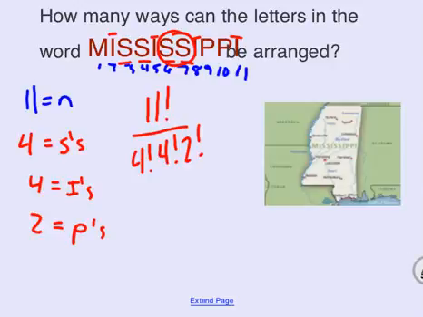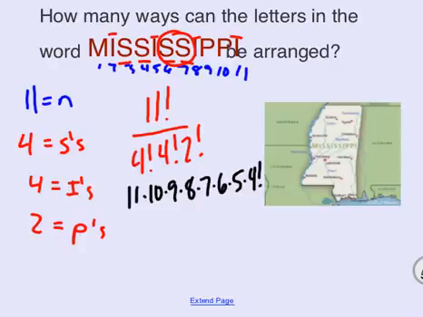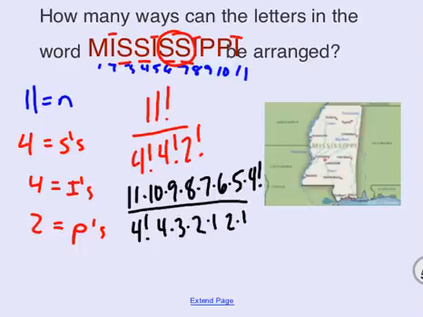People forget to look at these two letters and say, hey, I need to divide this by 2 factorial. Now, what I would have done is I probably would have done 11 times 10 times 9 times 8 times 7 times 6 times 5 times 4 factorial. Then I would have divided it by a 4 factorial. Then I probably would have gone 4 times 3 times 2 times 1. And then I would have done 2 times 1. So what you should see a little bit is my 4 factorials cancel. Now the reason I wrote the rest of them out is because my other numbers aren't big enough.